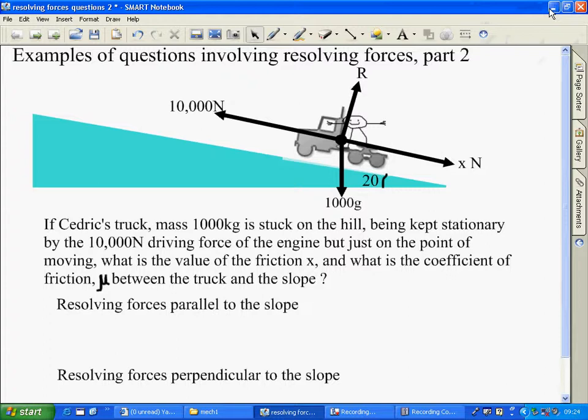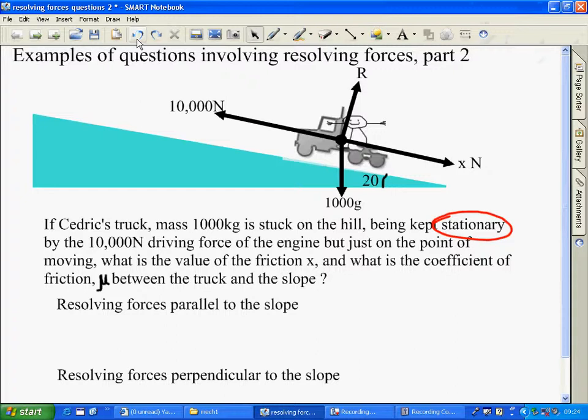So here we have Cedric's truck. Now looking at keywords within this, it's kept stationary. So the forces in any direction, this direction, or if we wanted to take this direction, equate to 0. Okay, so the resultant of those forces is 0. Now, what we're going to do is look at resolving the forces in two directions.